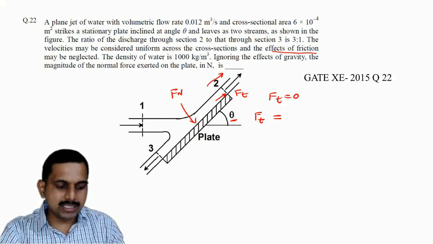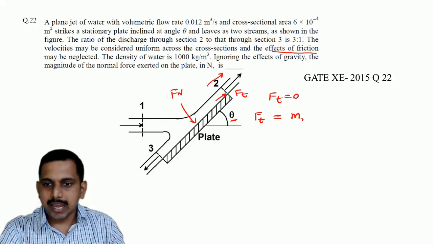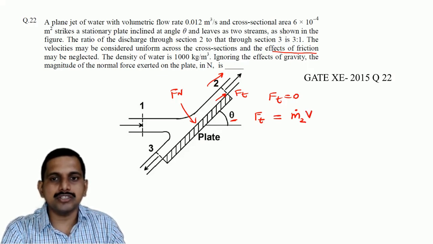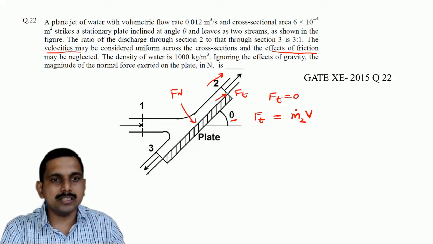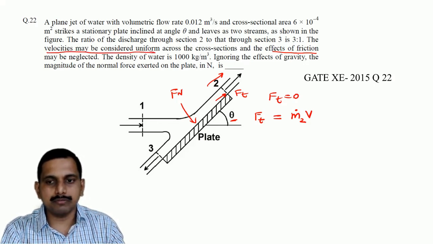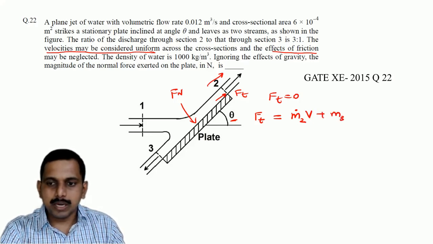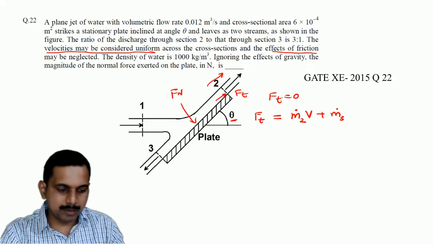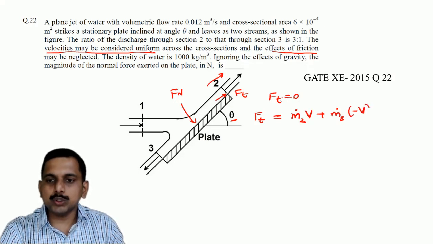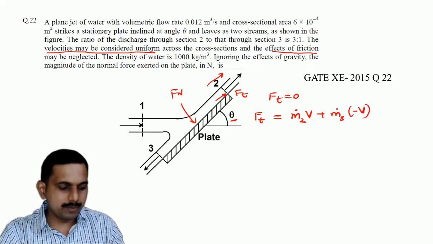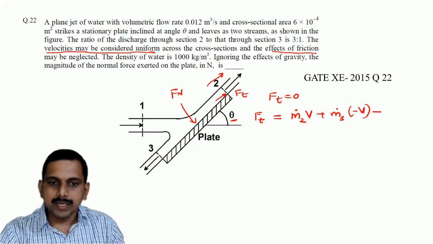Okay, so if that is the tangential direction, then it is m2 dot into v, the velocity. They have said the velocity does not change. It is said that velocities may be considered uniform. This kind of thing will be given. So since velocity is uniform, plus m3 dot, when it is going out here, m3 dot into minus v, because it is going back.